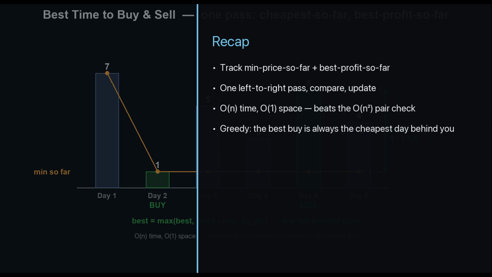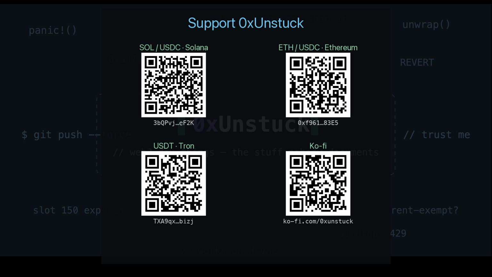Quick recap: we track two things, the minimum price so far and the best profit so far. We make one left to right pass, and at each day we compare and update. That's order n time and order one space, which beats the naive order n squared per check by a mile. And the whole trick is a greedy one. The best day to buy is always the cheapest day behind you, so a single running minimum solves the entire problem.